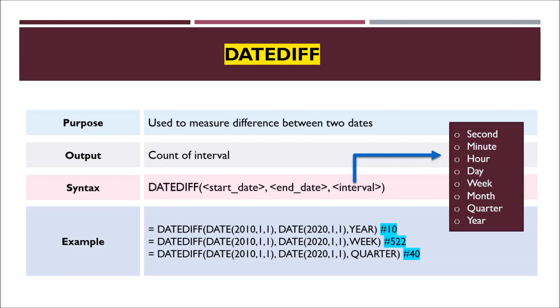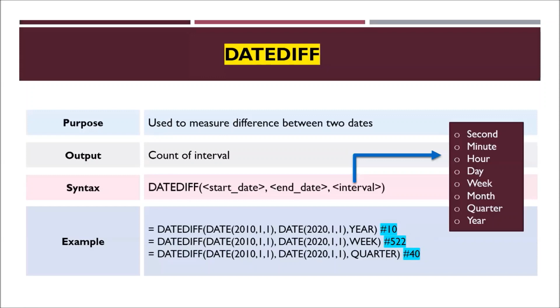So if you look at the syntax, first I have to mention my start date, then end date, and finally the interval in which the count is to be calculated. Now if you look at the examples, talking about the first one, I want to calculate the difference between 1st Jan 2020 and 1st Jan 2010 in terms of year. And as a result, the output is 10 over here. Similarly, if I want to calculate the difference in terms of week, the output will be 522. And if I want to know the count of quarters between these two dates, the output is 40.